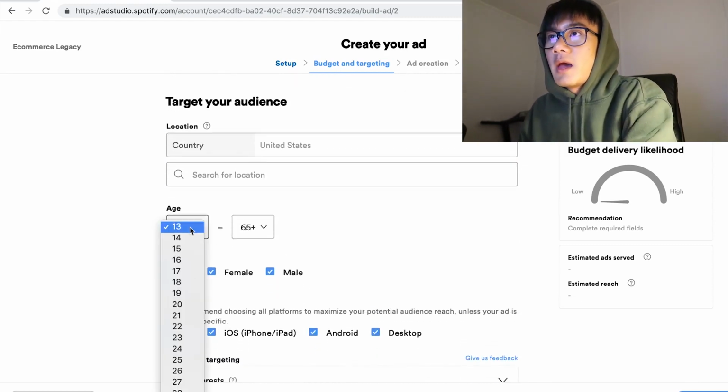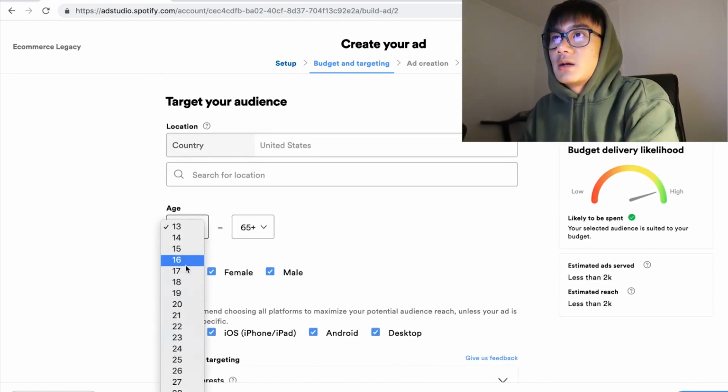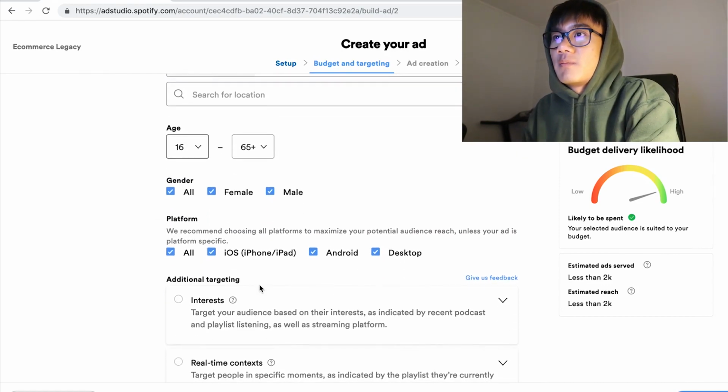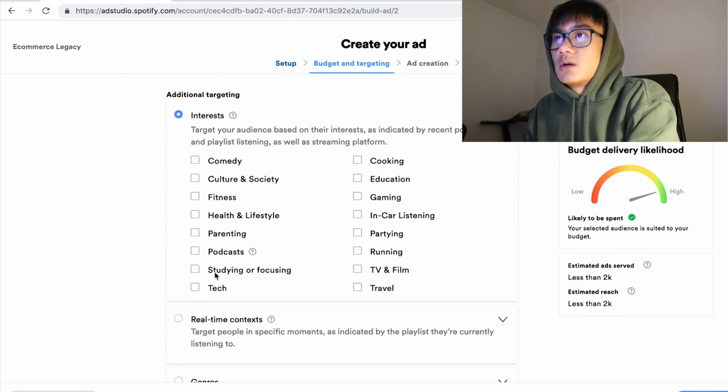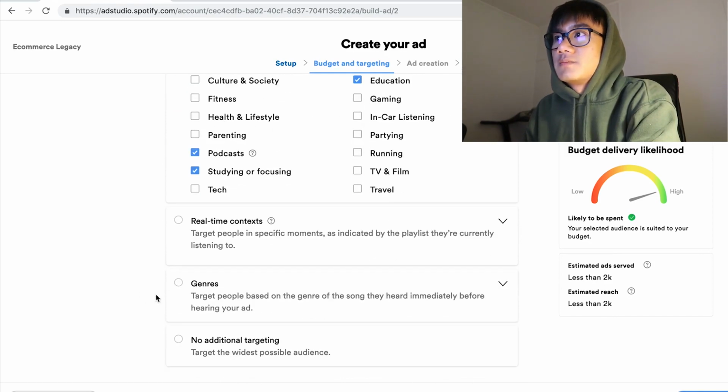Okay. Age, I want 18. Actually, let's do 16 to 65 plus. Interests, people who listen to podcasts and education and study and focus.